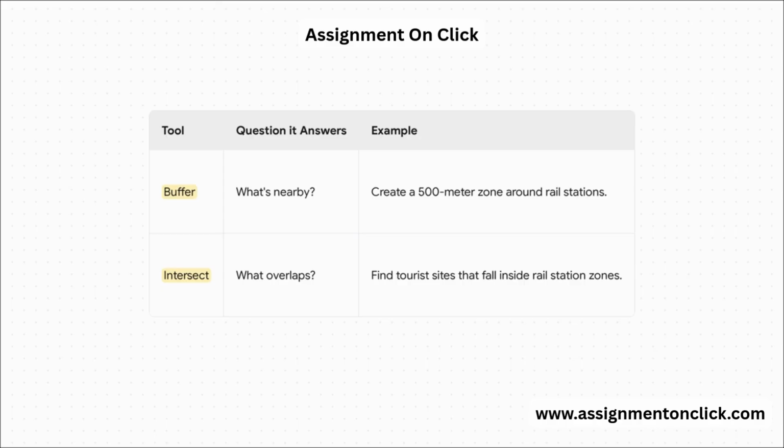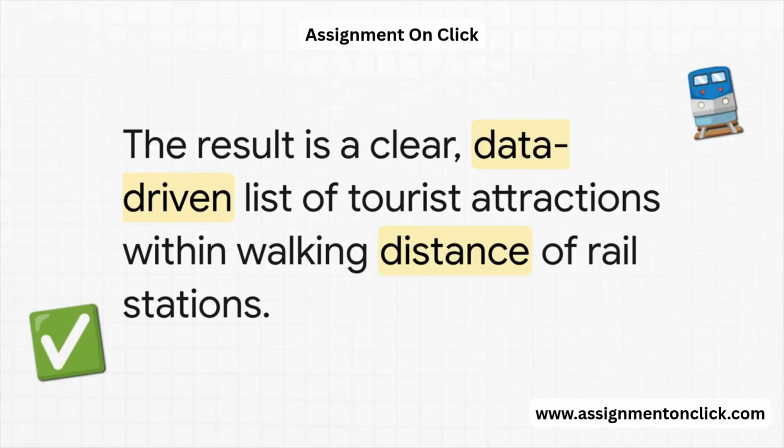Well, you can use a super common tool called a buffer to create, say, a 500-meter walking distance zone around every single rail station. Then you grab another tool, this one's called Intersect, to see which of your tourist spots overlap or fall inside those walking zones. And bam, just like that, you've got your answer. No more guesswork, just a clean, data-driven list of attractions you can feature in your brochure. See, this is how GIS goes from just being a cool picture to a powerful decision-making tool.